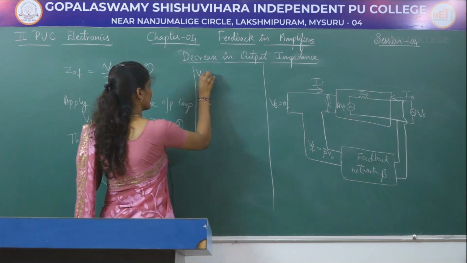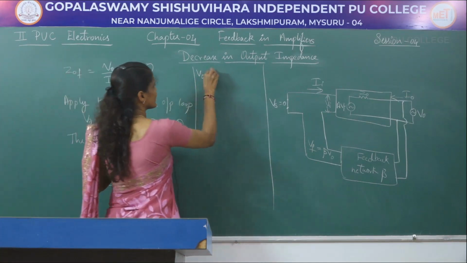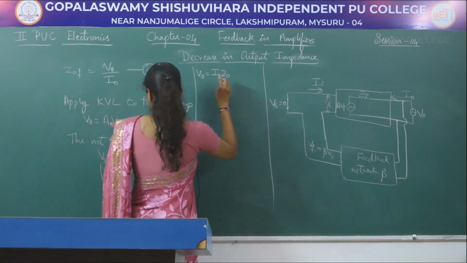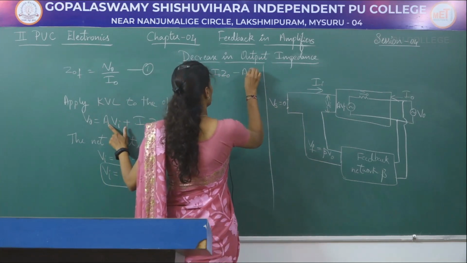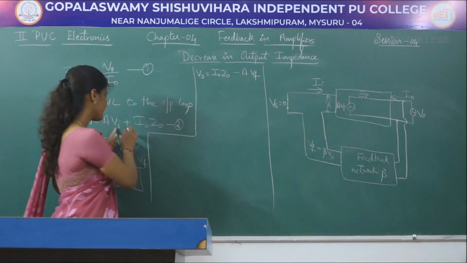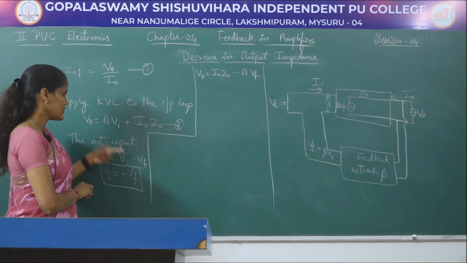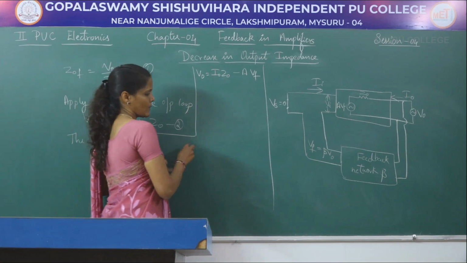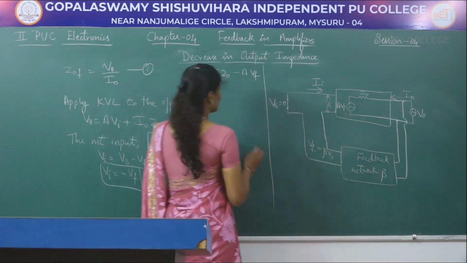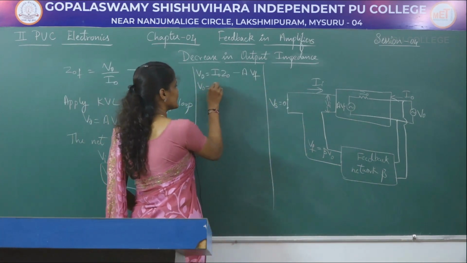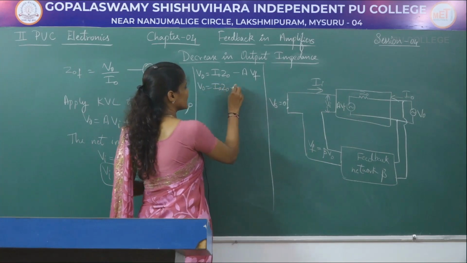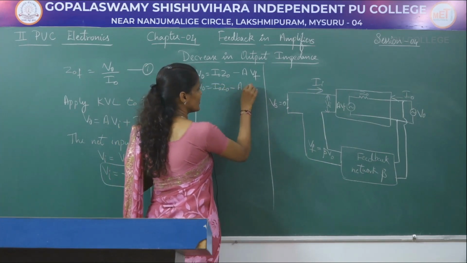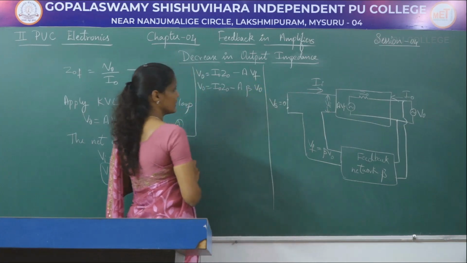V naught is equal to I naught into Z naught minus A into Vf, because in place of Vi I am substituting minus Vf. So A into Vi will be equal to minus A into Vf. But we know that Vf is equal to beta times V naught. So V naught is equal to I naught into Z naught minus A into beta into V naught.